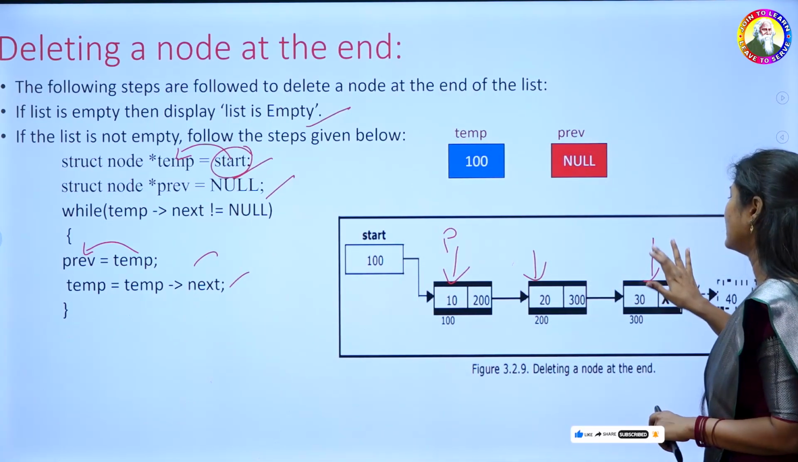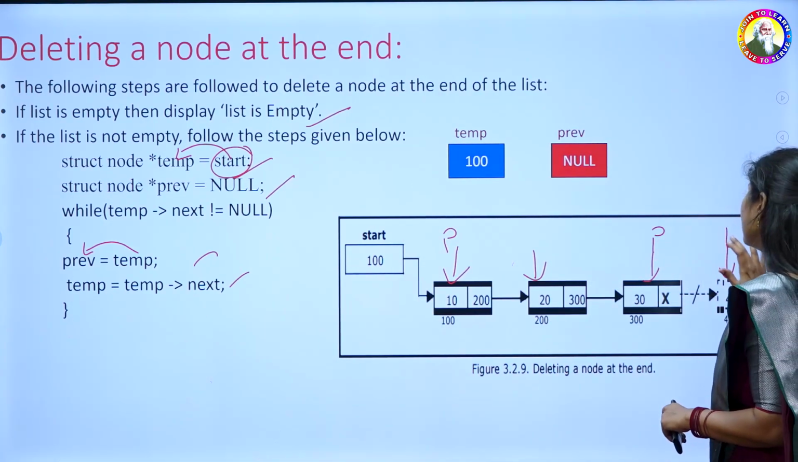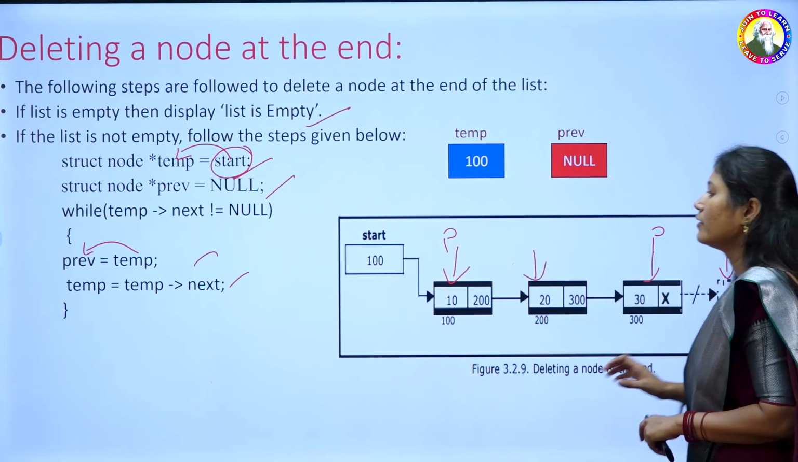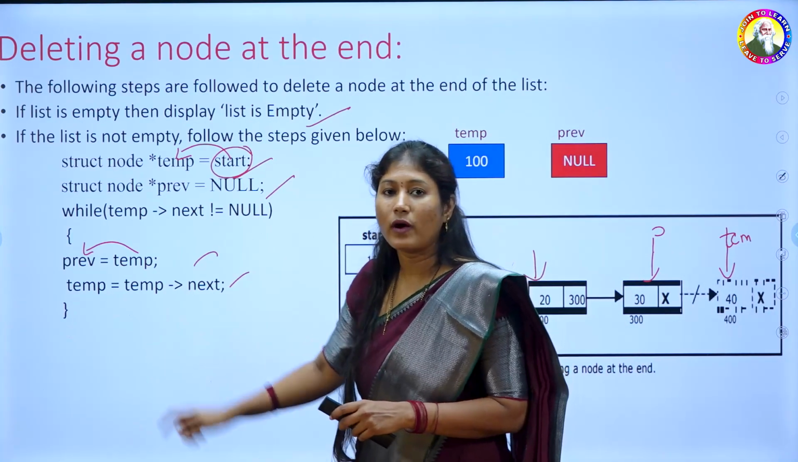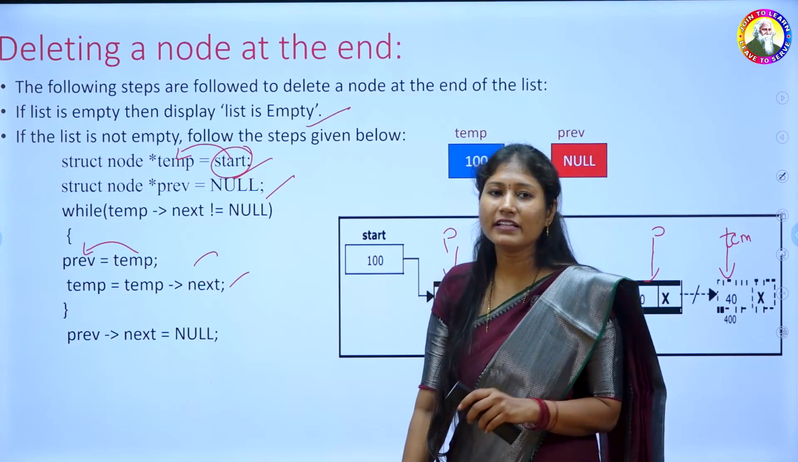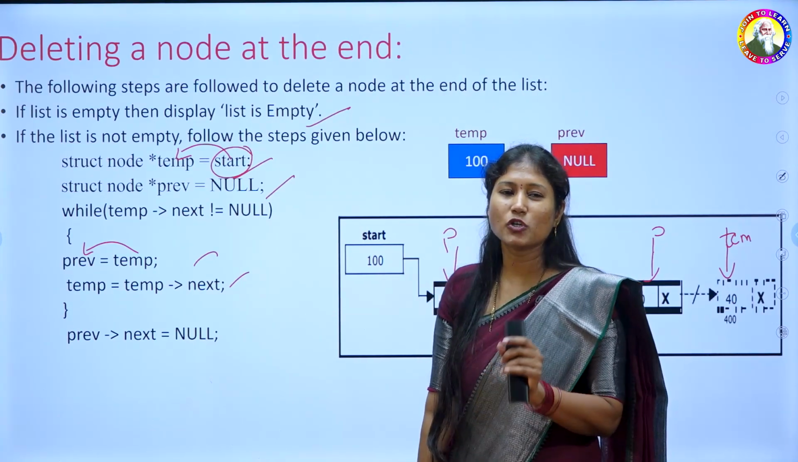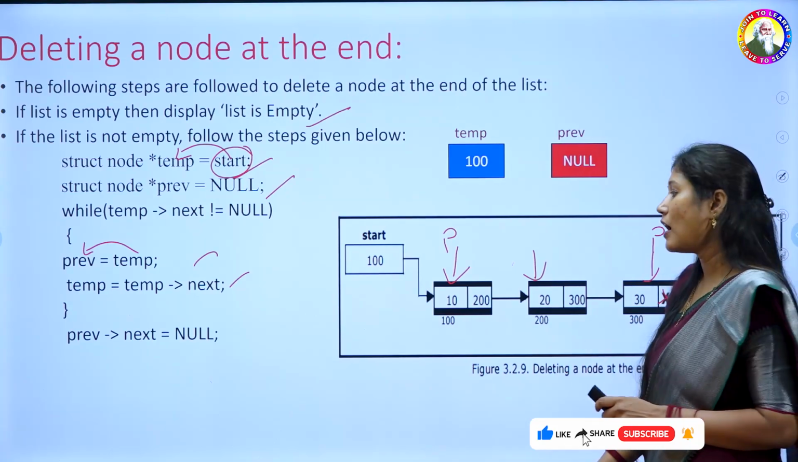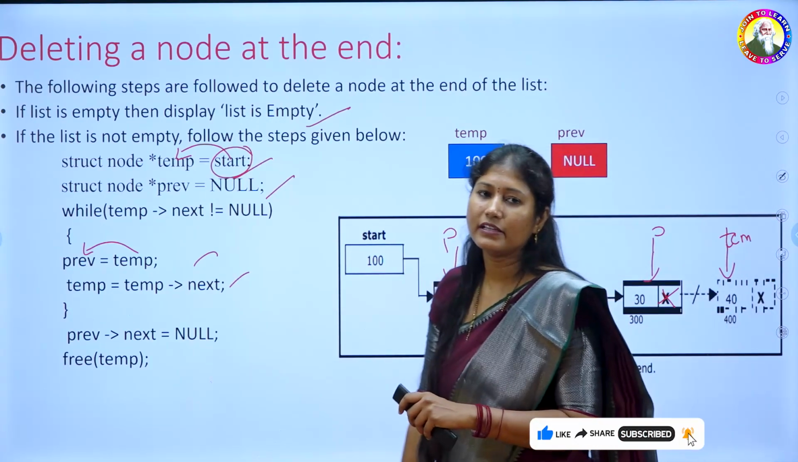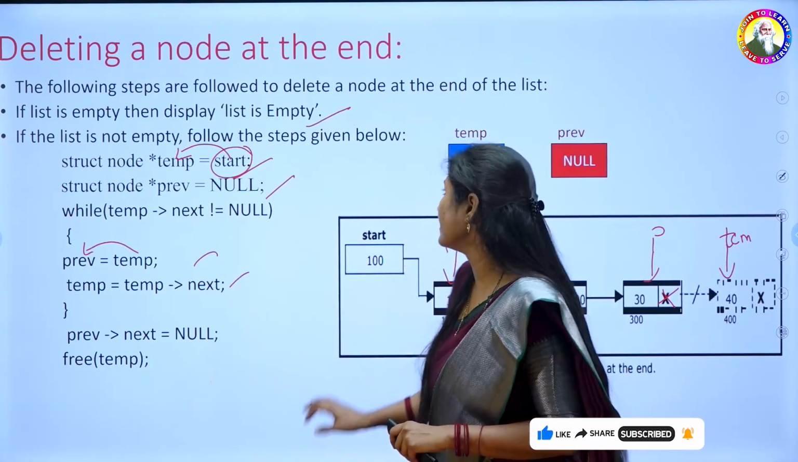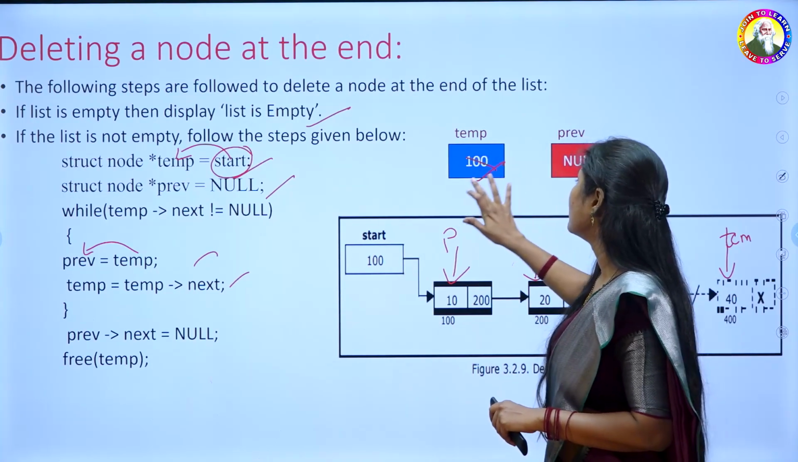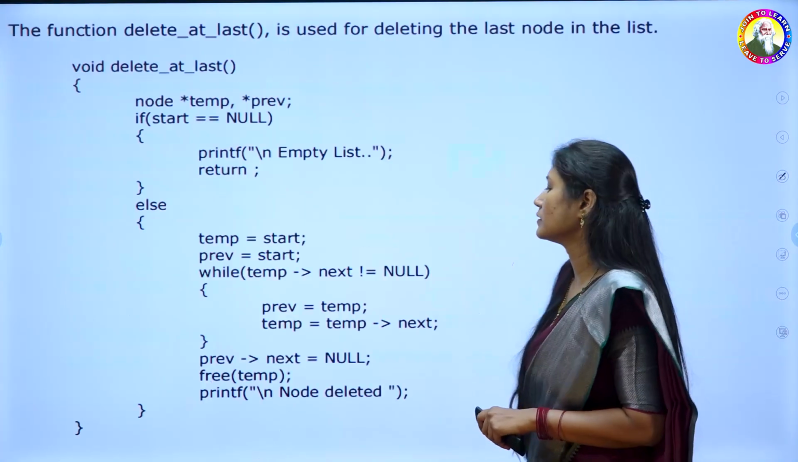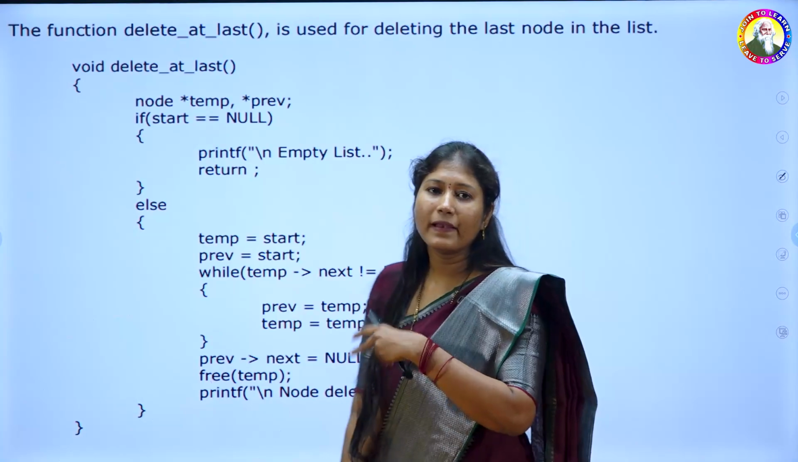This one will be indicating the previous one and this one will be indicating the temp at the end of this while loop. After reaching the last point, I should just change previous next as null. After that, free of temp, deallocate the memory which is there in the temp. It will be at the 400. Done. This is the complete algorithm.